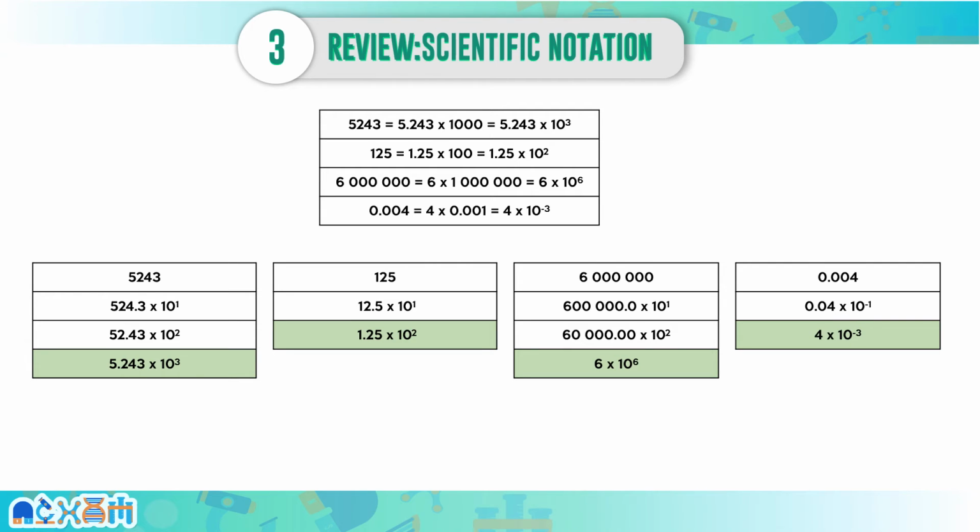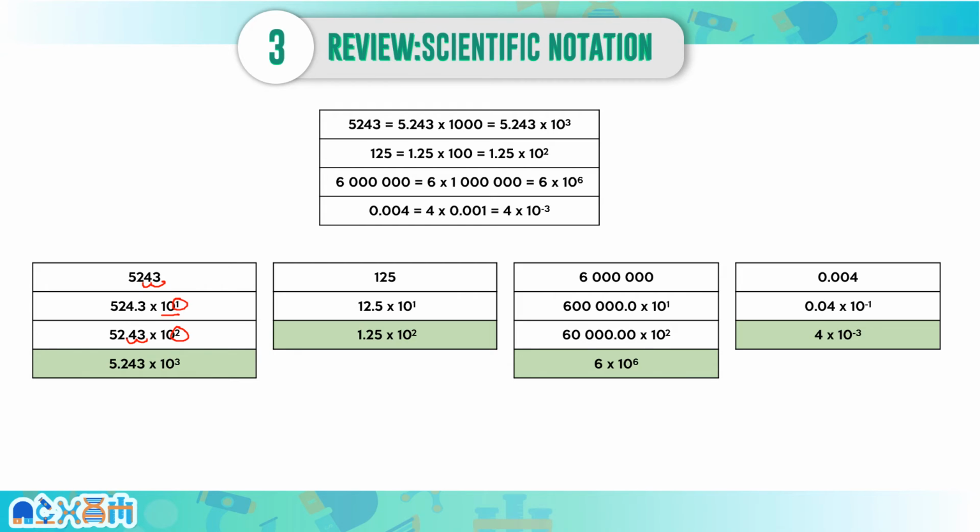Another thing that you have to consider is that you can also write them in different forms. For example, 5243 can also be written as 524.3 times 10 to the 1, because you can assume the decimal is here, and if you move it one place, it's a positive value, so you have moved the decimal once. That is also equivalent to 5243. You can also move twice, which means your exponent would be 2.